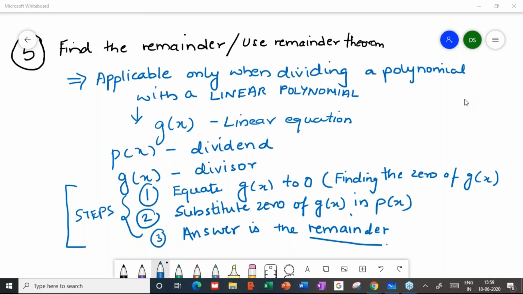What you're saying does make sense, but in general, it is for a linear polynomial. This theorem is applicable only when g of x is a linear polynomial. Even though there might be cases like you're saying, that is an exception, and I don't think that will come. If you encounter such problems, they might fall under long division. So if it's anything other than a linear polynomial and they ask you to find the remainder, you might have to perform long division to get the answer.